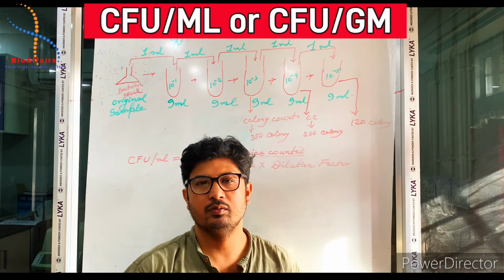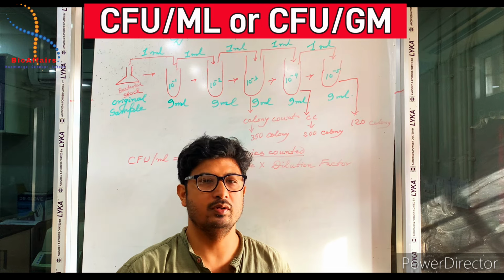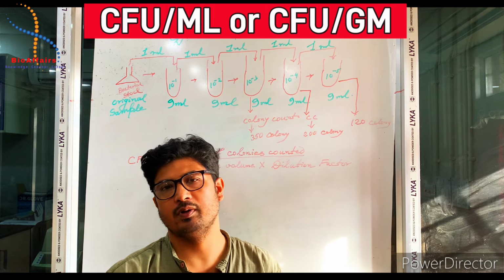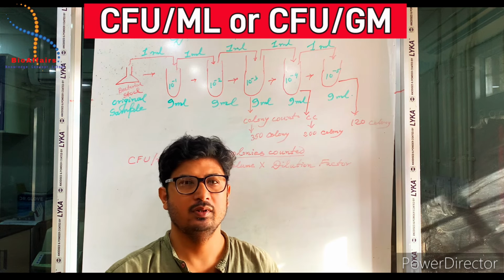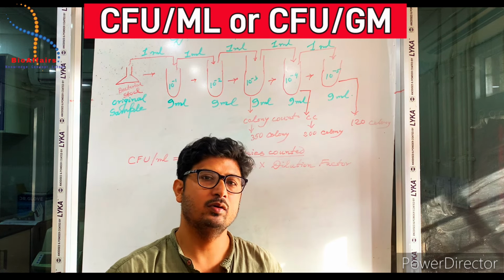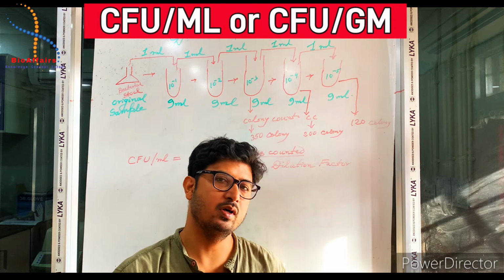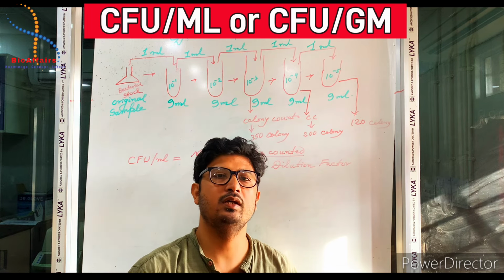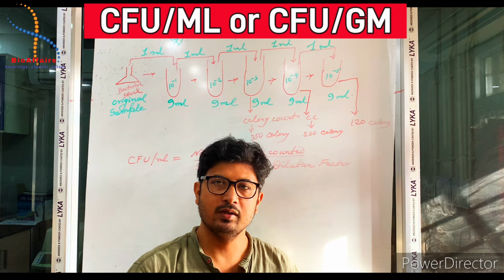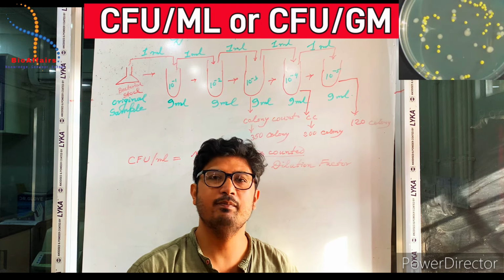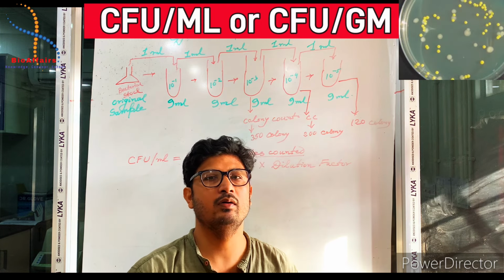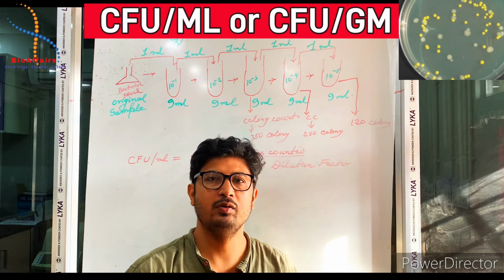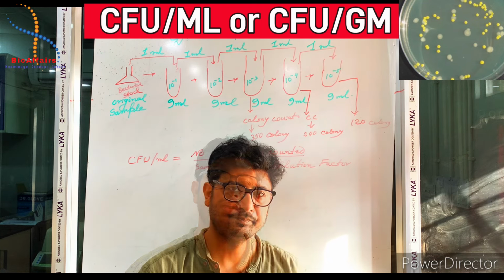So today I will be teaching you how to count the CFU per ml or CFU per gram, or PFU per ml or per gram. One by one I will clear your concept, but first know what CFU is. CFU, as the name suggests, is colony forming unit. So what is a colony? It is a bacterial colony made on a hard agar plate or nutrient agar plate or any type of media.